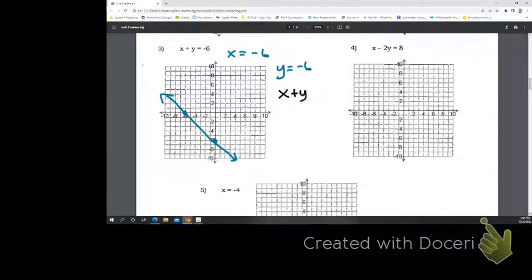So if you want to make your graphs all in the same way, then you would want to move this into slope-intercept form. So I'm going to move the x over. Then I would be starting at negative 6 and then down 1 over 1. And notice what happens. It is actually the same line. I was just a little sloppy.